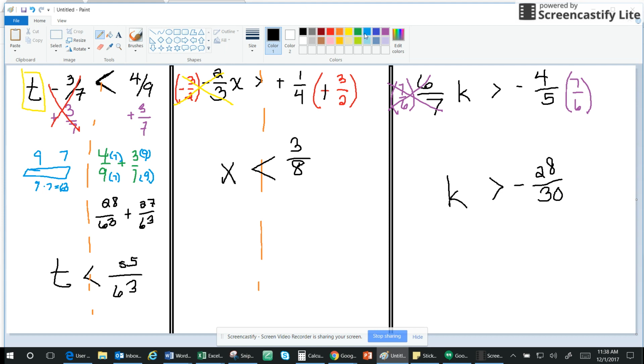And then this guy would simplify, so we need to find the greatest common factor. Let's see what divides out. 2 will go into each of these, and there's no common factor for 14 and 15, so 2 is our GCF. So we're going to divide the top and bottom by 2. So k greater than negative 14 over 15. And there we go.